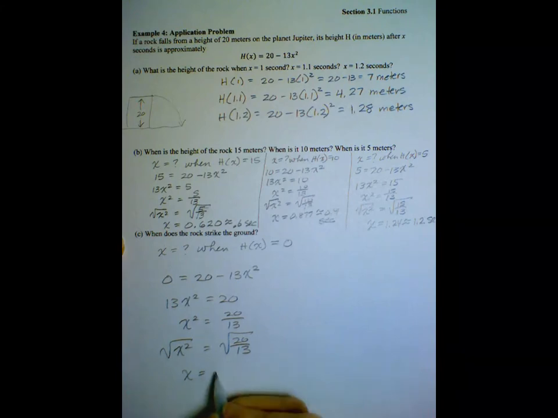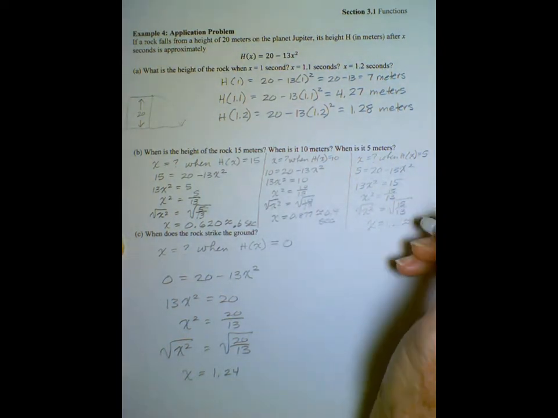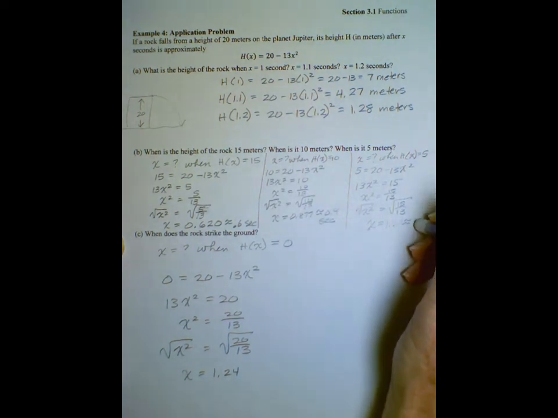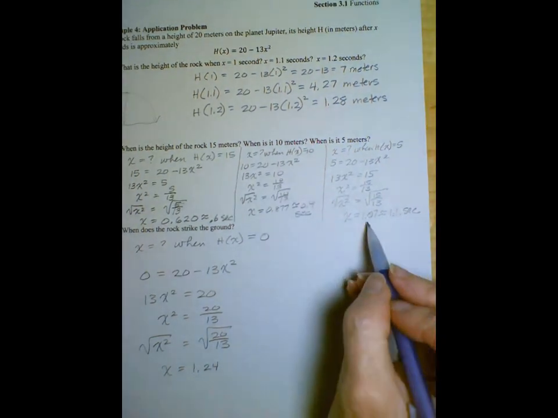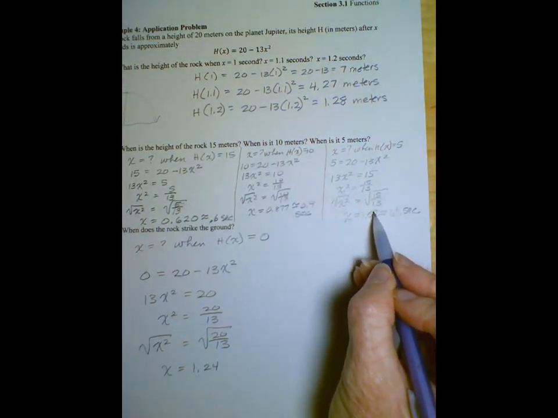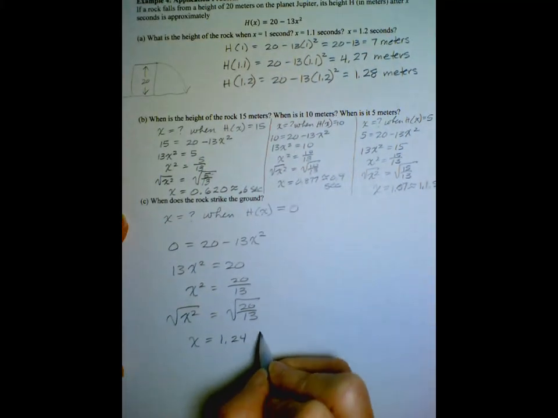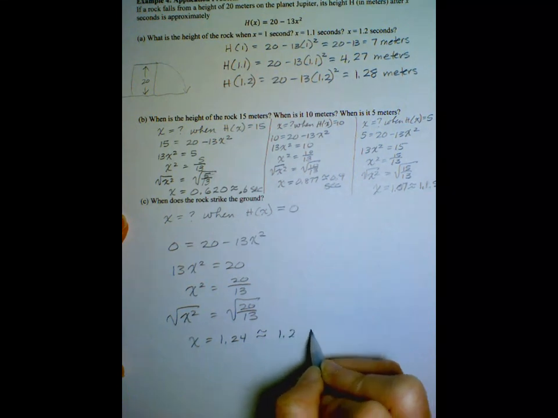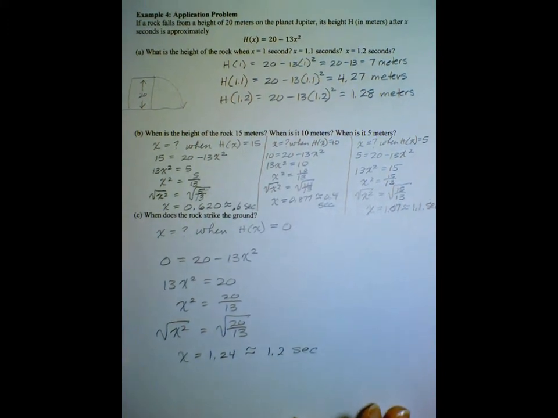oh, I think I messed up. I looked at my wrong notes here. Let's make that correction. The square root of 15 over 13 is 1.07 or 1.1 seconds. And this is my 1.24 result, which is approximately 1.2 seconds. Okay? So that's an application of a function.